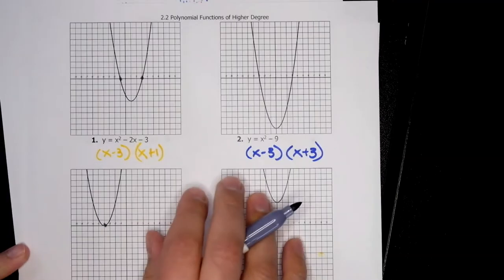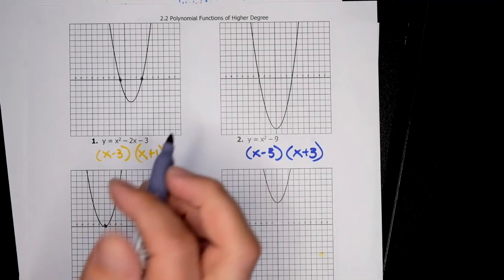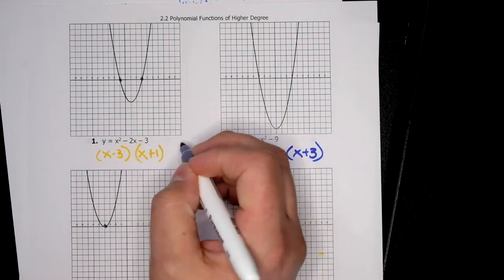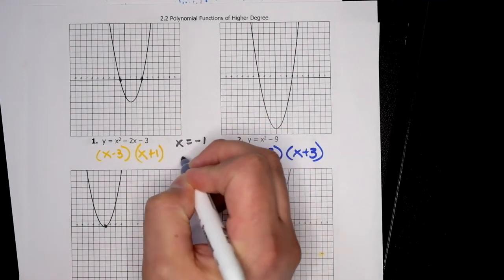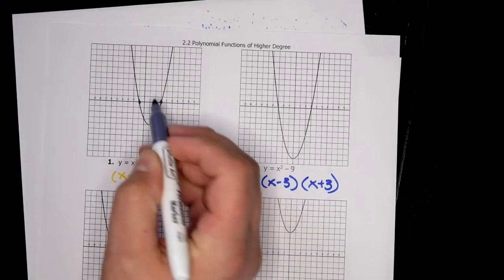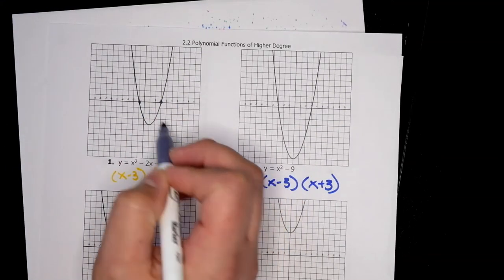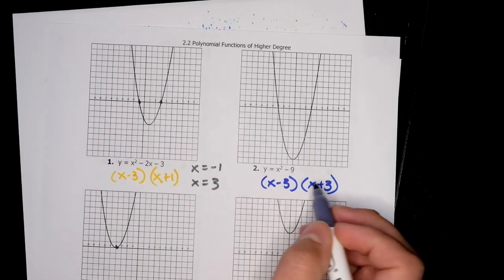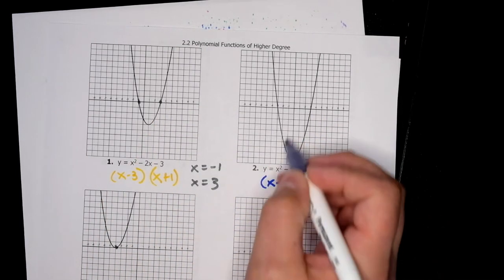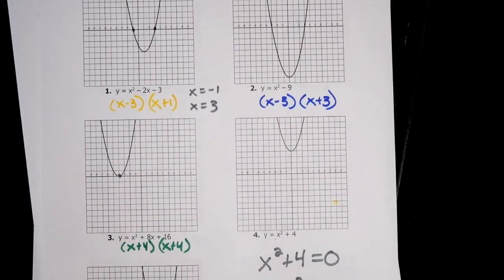I want you to take a note that we've got x equals -1 and x equals 3 right here on the first one. And notice that it just goes nice and easy through the x-axis. Same thing right here. We end up with -3 and 3. Those match up. Everything matches up here.